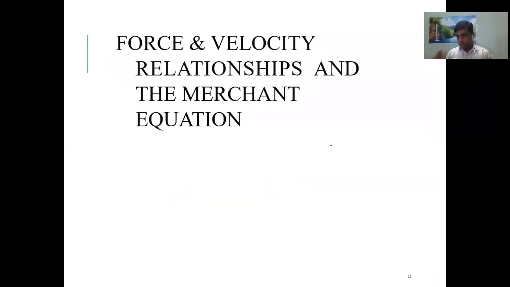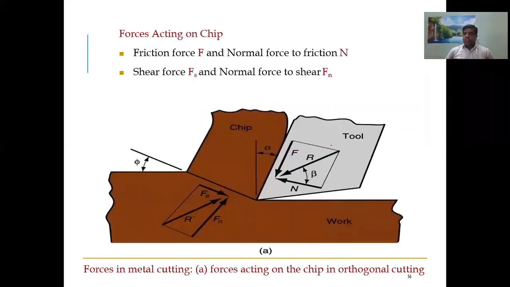So now our angles are completed. Shear angles, all these things are completed. Now we can move to force and velocity relationship in the merchant equation. There is an equation called the merchant equation that we can discuss in the next slides. There are different kinds of forces in any cutting process, right? Without force, you cannot remove the material. For removing the material, we need to apply some kind of force on the workpiece. Then only you can remove the material from it.